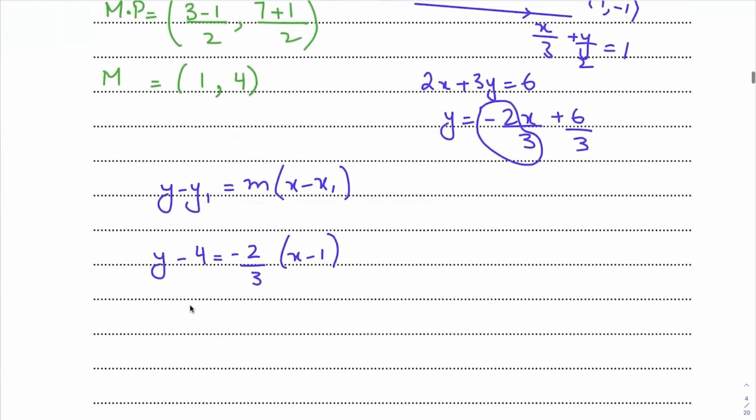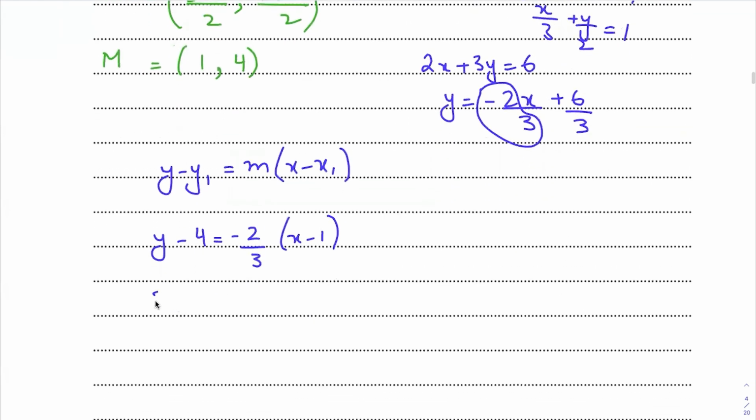Now we can leave the equation in this form as well, or we can simplify it, which will become 3y - 12 = -2x + 2. Simplifying this, we get 3y = -2x + 2 + 12, which will be +14.